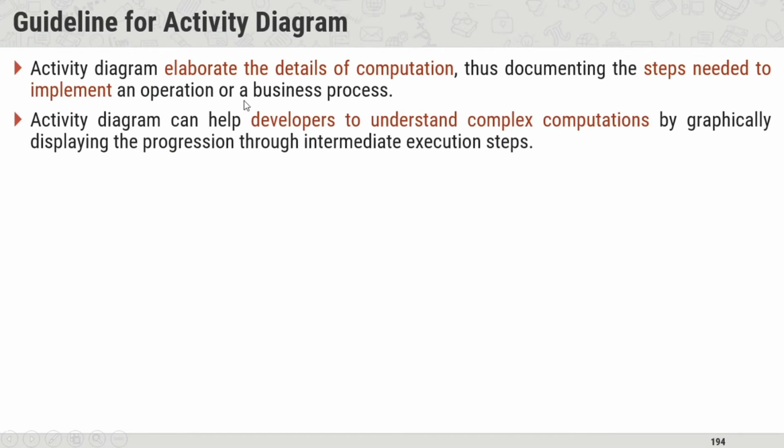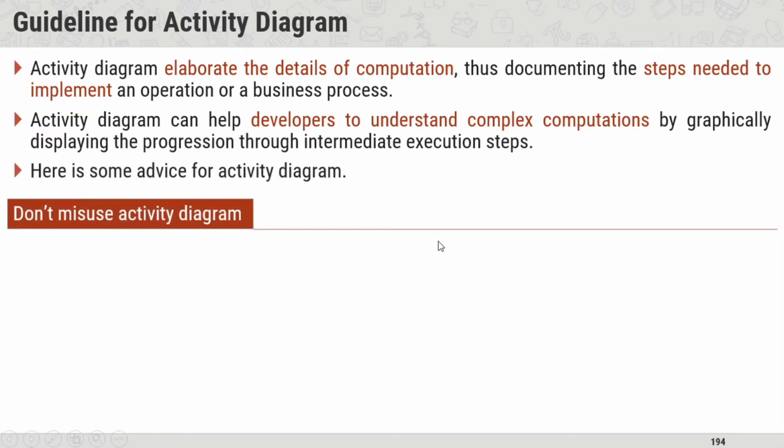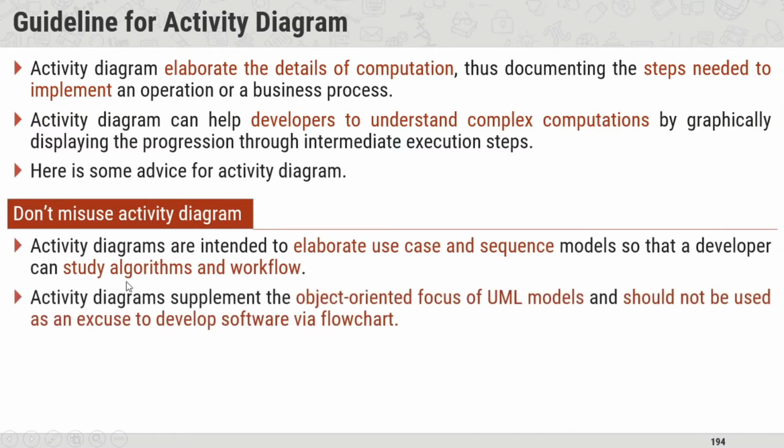So what are the guidelines for the activity diagram? Activity diagrams elaborate the details of computation, thus documenting the steps needed to implement an operation or business process. An activity diagram can help developers understand complex computations by graphically displaying the progression through intermediate execution steps. Here is some advice. Don't misuse activity diagrams. Activity diagrams are intended to elaborate use cases and sequences. For that, we use this activity diagram model so that a developer can study the algorithm and workflow.